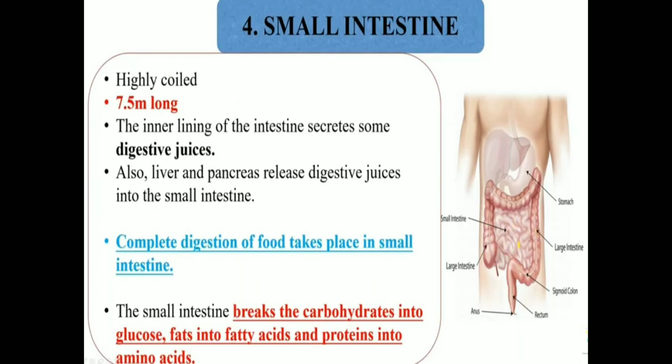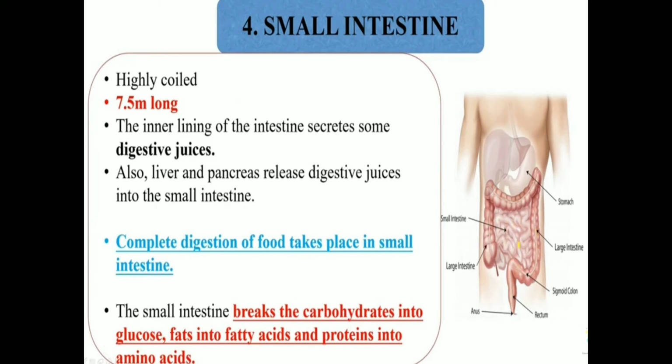Small intestine. This is our small intestine. The small intestine is highly coiled. It is 7.5 meters long. The inner lining of the small intestine secretes some digestive juices, and it also receives the digestive juices secreted by the liver and pancreas.